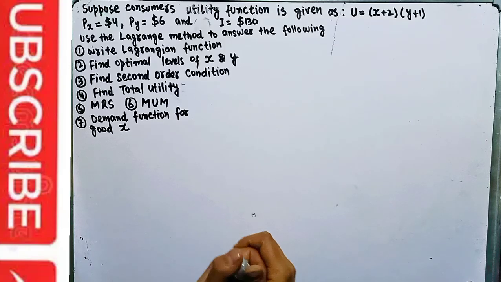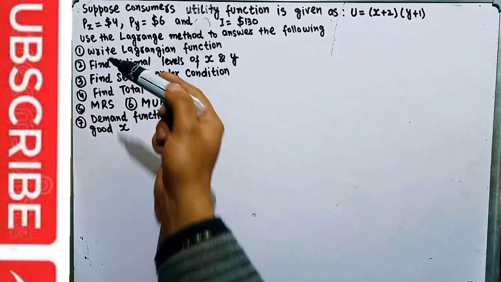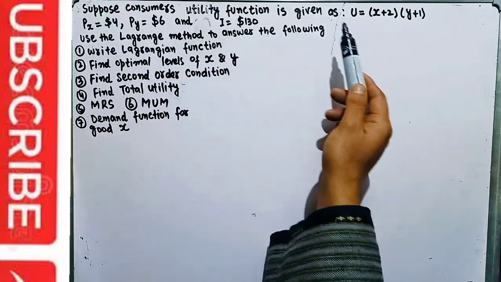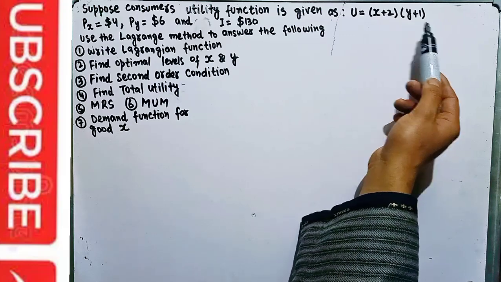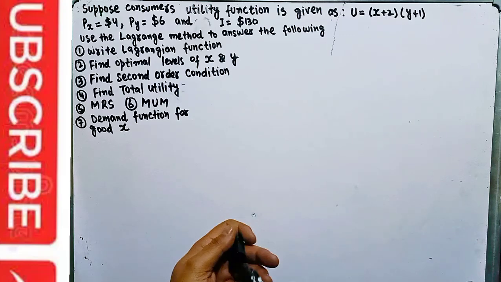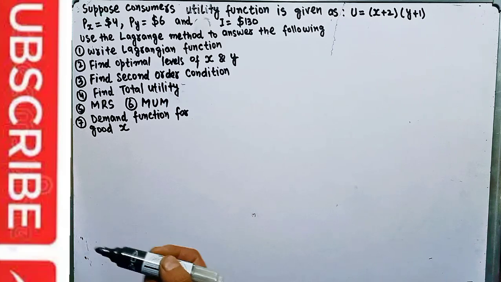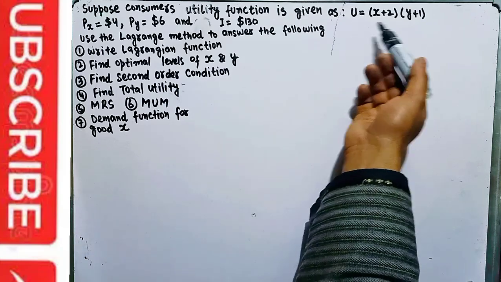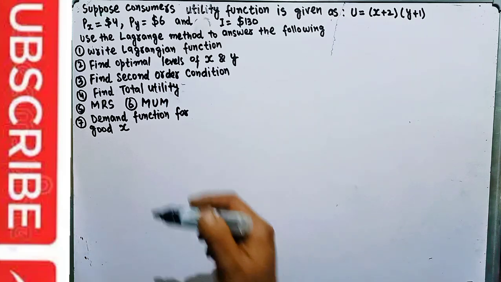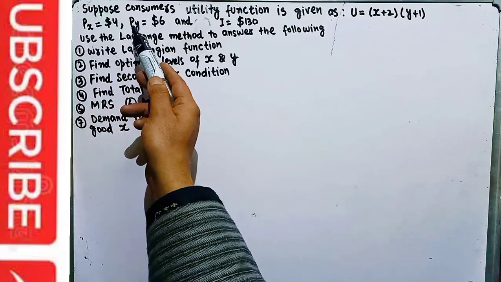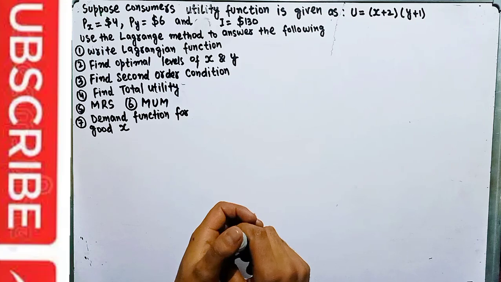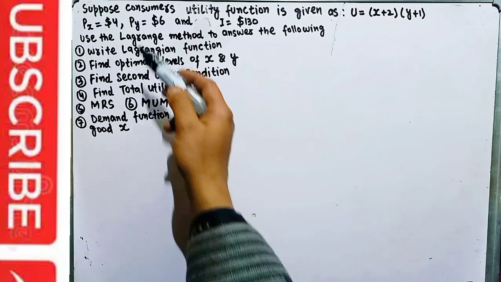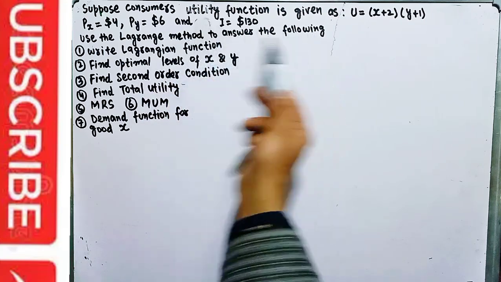In this video, we will solve a question on constraint optimization. The question is, suppose a consumer's utility function is given as u is equal to (x plus 2) times (y plus 1). X and y are the two goods and u denotes the utility that is derived from the consumption of these two goods. Price of good X is $4, price of good Y is $6, and income of the consumer is $130. We are supposed to use the Lagrangian method to answer the following questions.